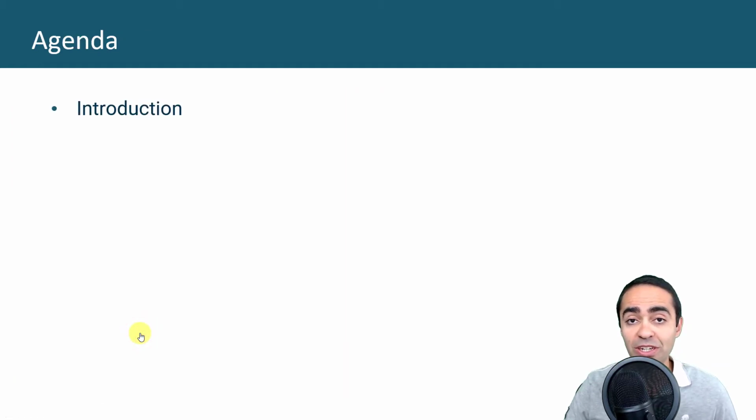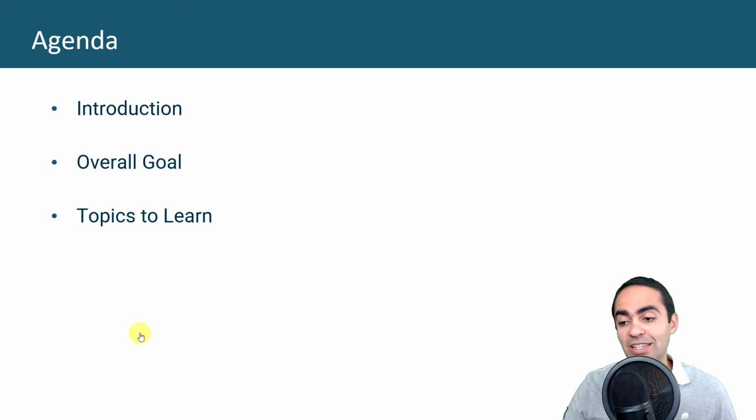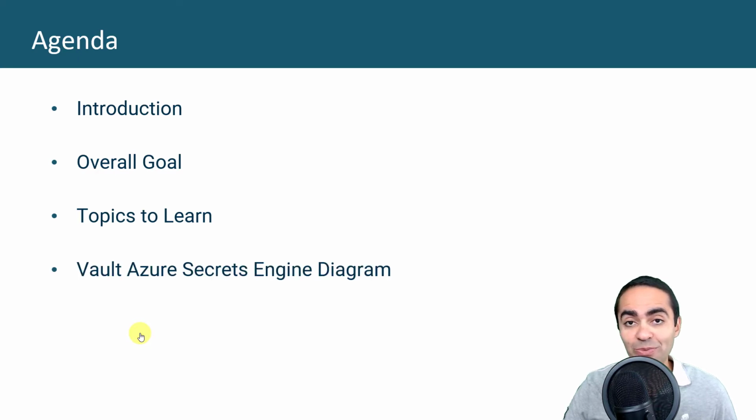So we went through the brief introduction. The overall goal, we kind of touched on that a bit, but I'll get into a little bit more detail. And then some of the topics that we'll learn in this series of videos. Then we're going to get into a diagram to show how the Vault Azure Secrets Engine works. Then we'll get into a demo, and I'll wrap up with a conclusion for this video.